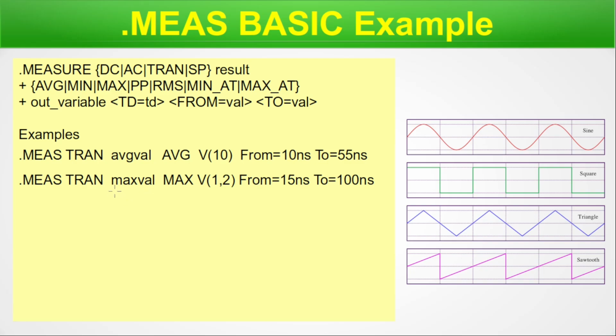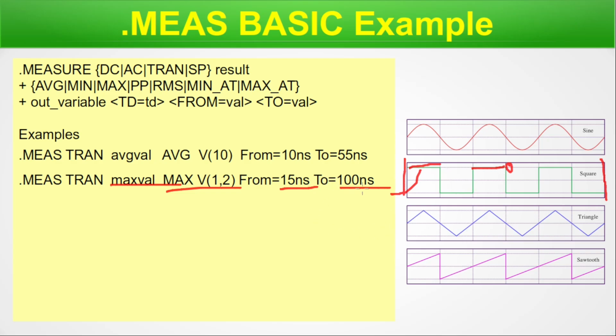Next is the max value, that is max V12. Say this is V12, between node number 1 and 2, from 15 nanosecond to 100 nanosecond. So this is 15 nanosecond and this is say 100 nanosecond. So we will get the maximum value. Generally this is flat, right? However, there can be a maximum value somewhere here. We have to detect that.